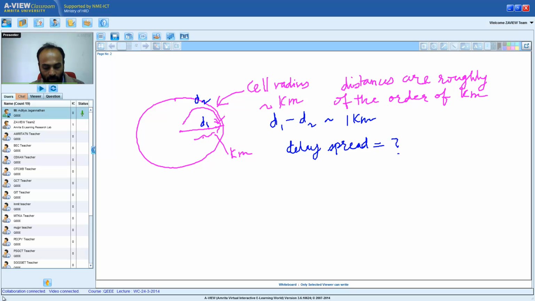We calculated this last time. Does anyone remember what the order of the delay spread is, from our calculations last time? It was in microseconds, correct? How do we get that number in microseconds?